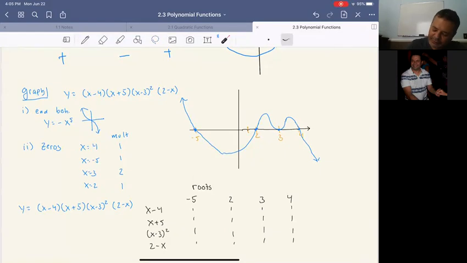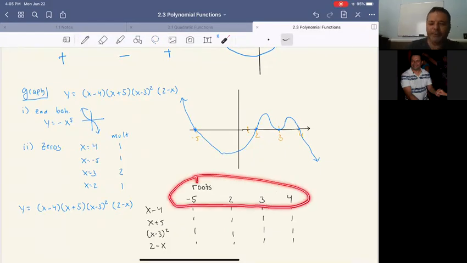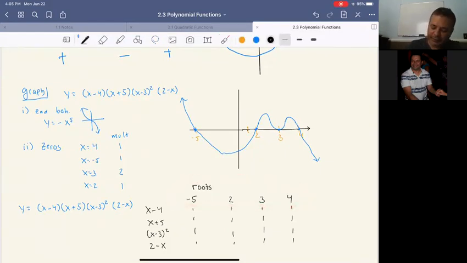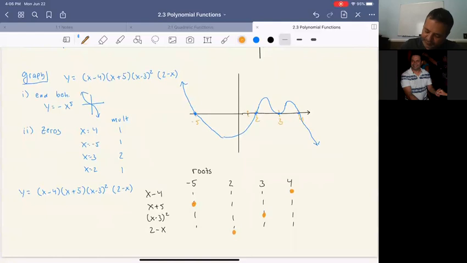Notice I did have to pay attention to put those in order. X minus 4 has a root at 4, so I'm going to put my dot there underneath the 4, across from the x minus 4. Underneath the negative 5, across from x plus 5. Underneath the 3, across from x minus 3 squared. And underneath the 2, across from 2 minus x.